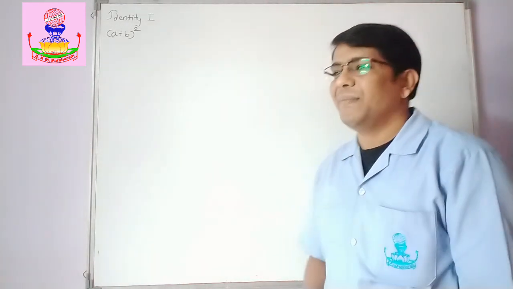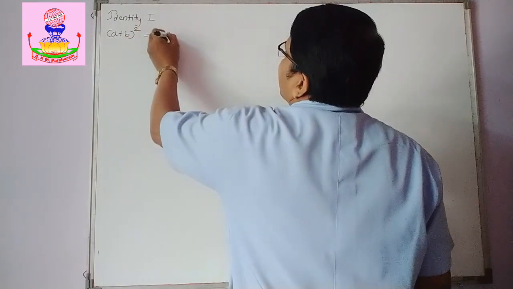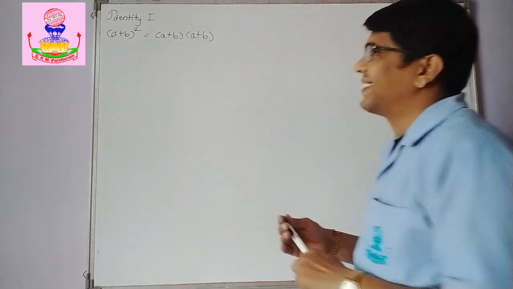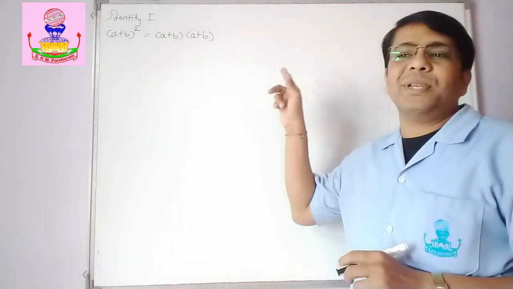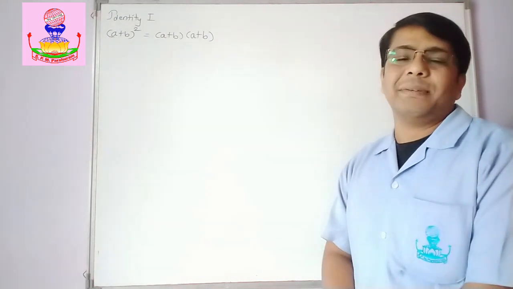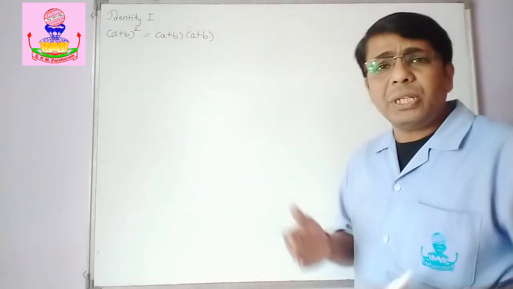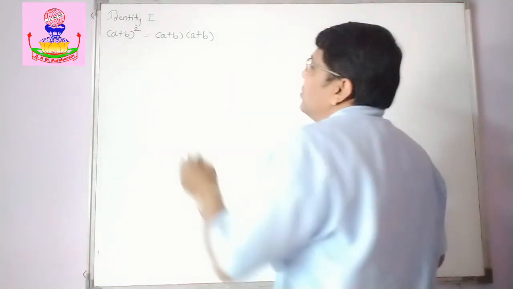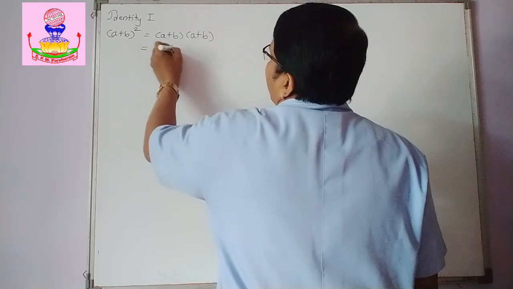So the first identity we are going to study is (a plus b) whole square. Now this I can write as (a plus b) into (a plus b). What is this? Multiplication of binomial by binomial. Am I right? Now we know multiplication of binomial by binomial.